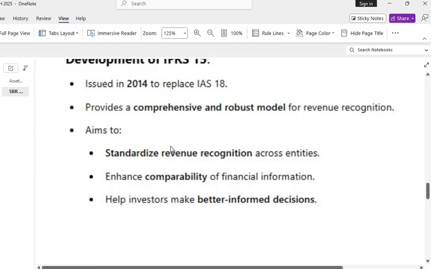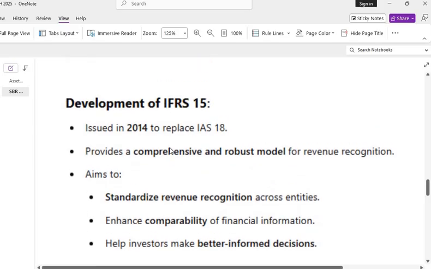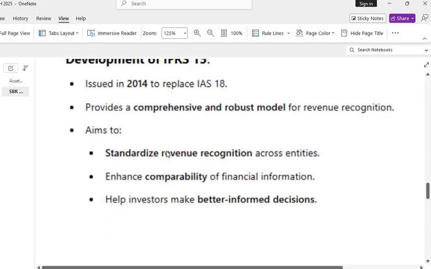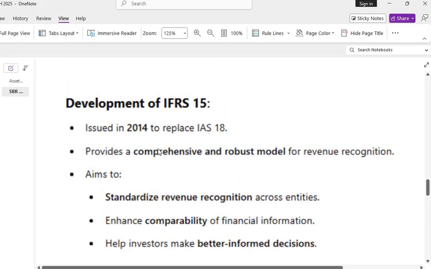Then we'll discuss the development of IFRS 15: why the standard emerged, and why change was needed.